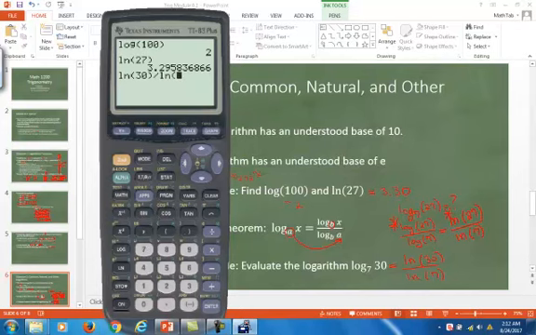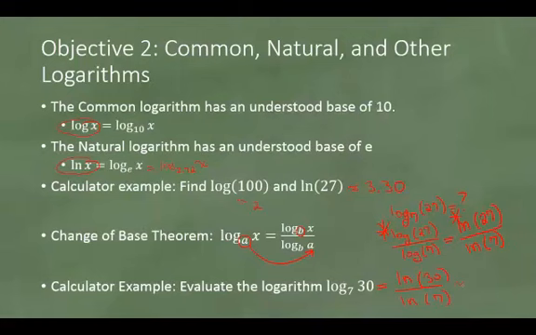If we could type it in, 7.1.75. Alright, so we don't have to worry about other bases. We just divide by the natural log of that base.